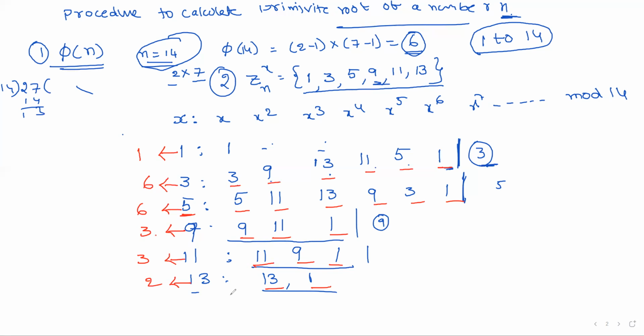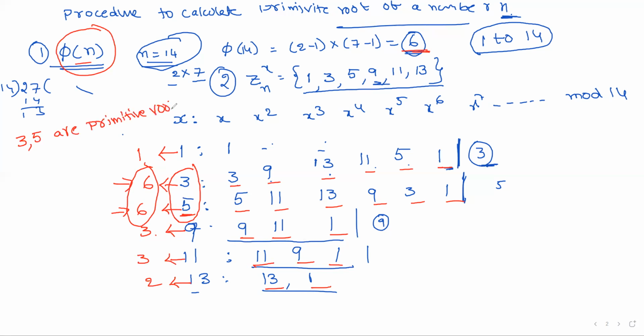Now the final value, what is this answer? In this, the elements 3 and 5 have order 6. What is the Euler totient function? After calculating the function, we are getting the value is equal to 6. So among all the elements whose order is equal to phi of n value, those are called primitive roots. That is 3, 5 are primitive roots of 14. You got it?